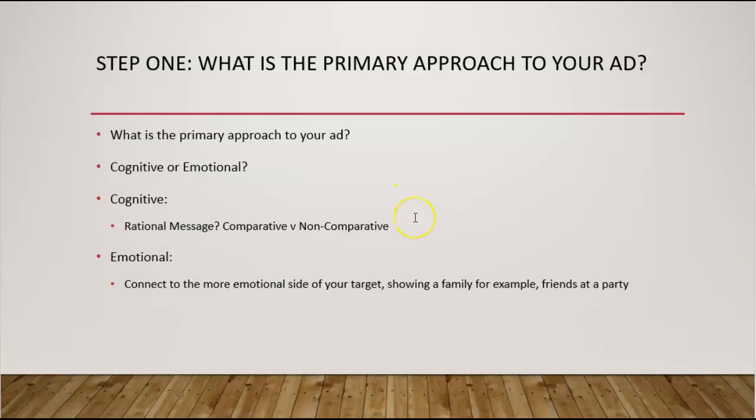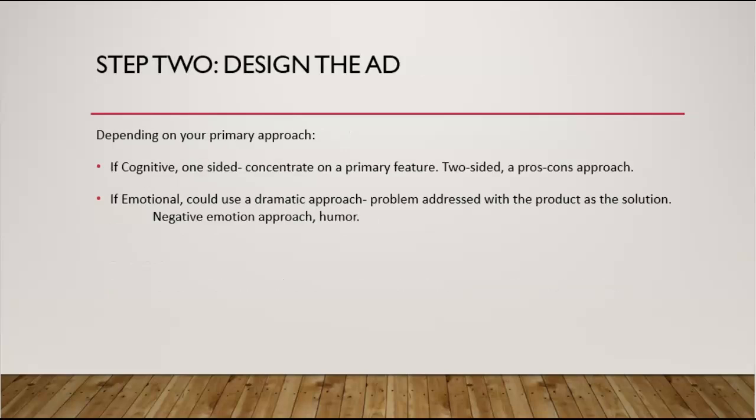A more emotional approach, and again, every ad is probably going to have a little bit of both of these in either case, but you want to have a primary approach that you lean on. With the emotional approach, you want to connect to the emotional side of your target, for example, showing a family sitting around eating dinner or friends at a party, something along those lines. You're going to decide one or the other of those to be your primary approach.